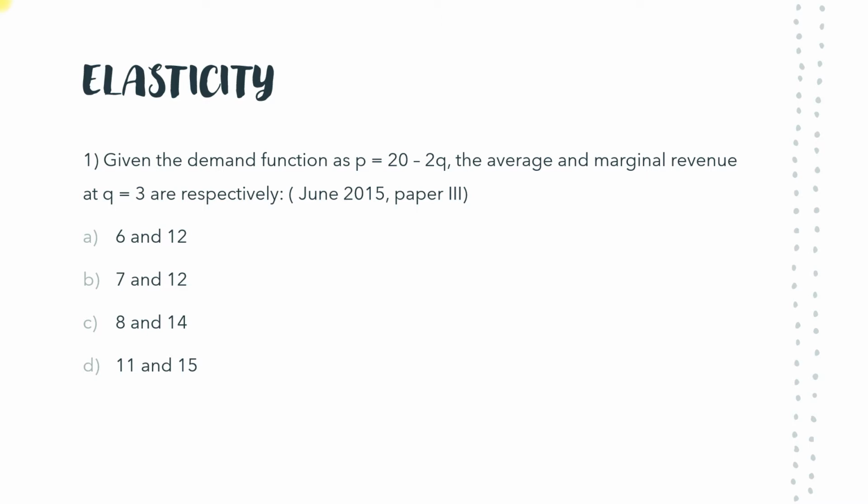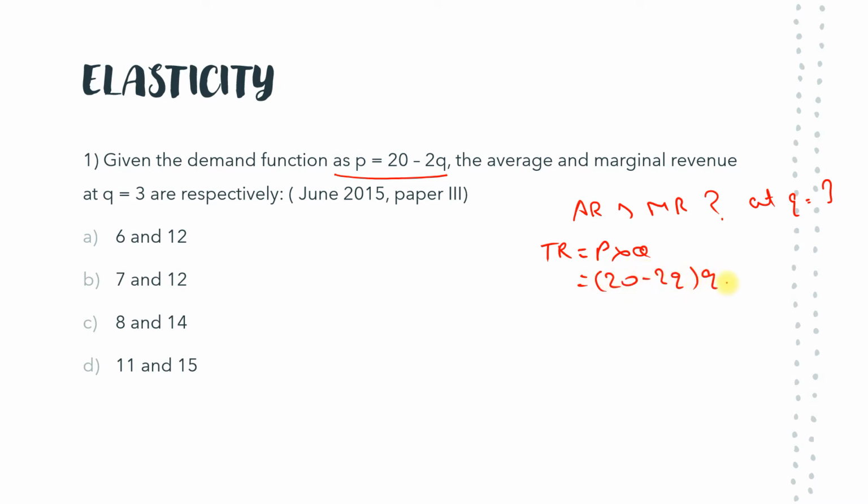As you can see, the question is: given the demand function as this, and the average and marginal revenue at Q are respectively. So the question says we need to find average revenue and marginal revenue at Q equals 3. Okay, let's do this. First of all, you need to find TR. TR is P multiplied by Q. So we'll put this, then you will solve it. So this is your TR function.